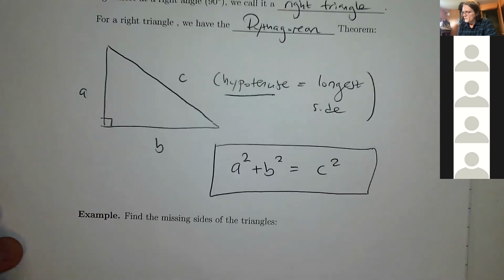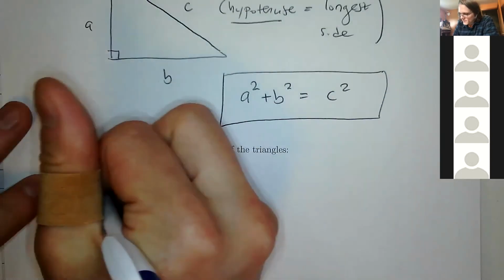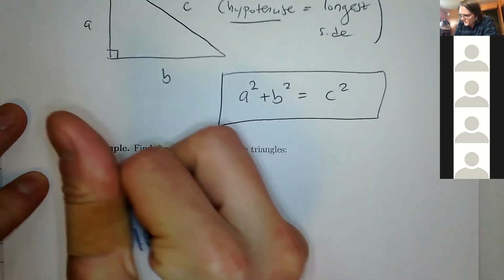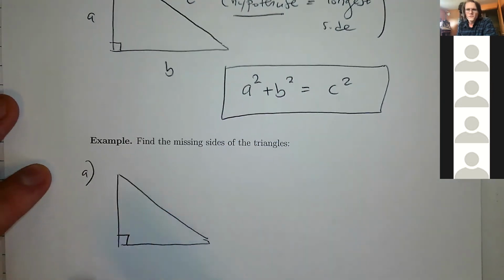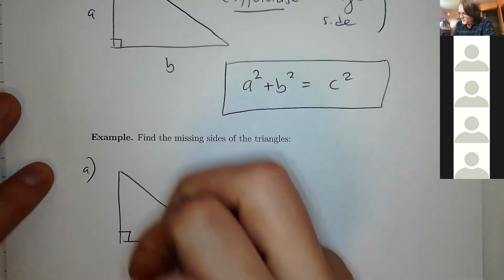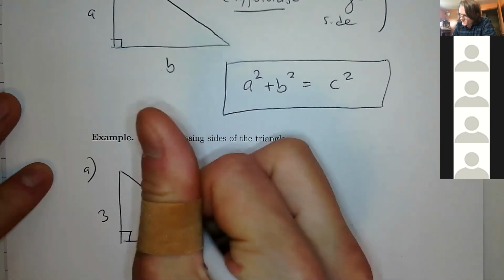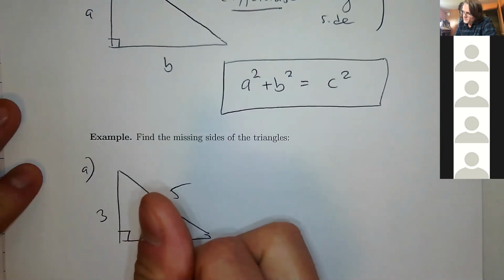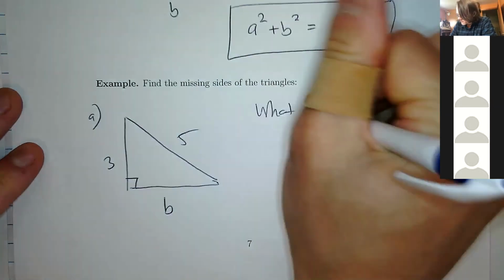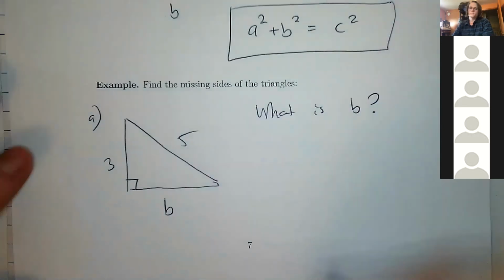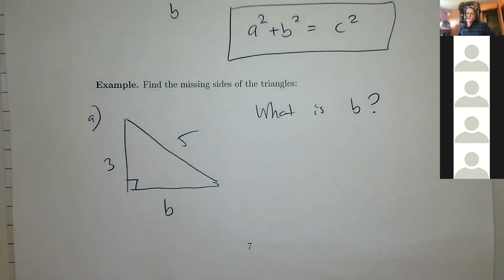For example, we'll call this side A. It only works for right triangles. Don't try to use it for normal triangles. It won't work. But if I do 3 and 5, maybe I'll call this side B. So what is B? Again, you'll note it's a right triangle, so I can apply the Pythagorean theorem.